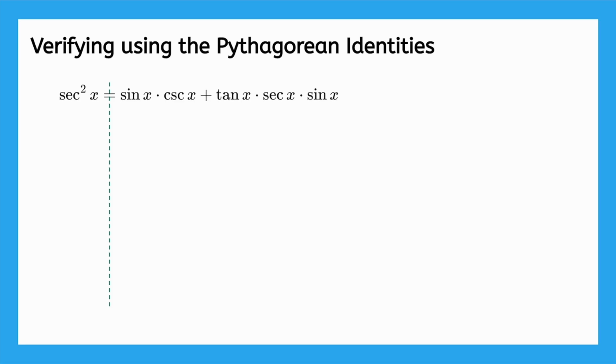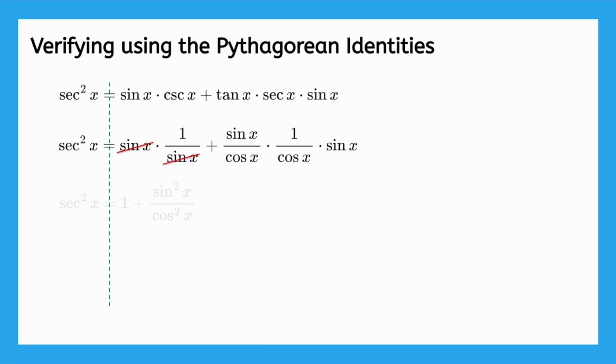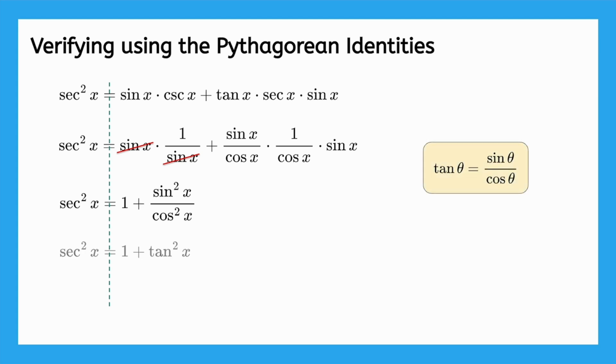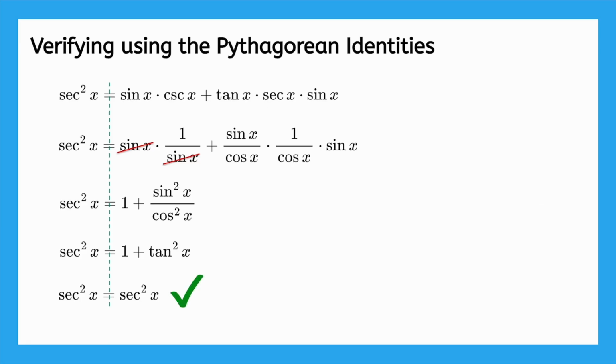Starting on the right side, we can use reciprocal and quotient identities to rewrite it in just terms of sine and cosine. Then we can simplify, which results in 1 plus sine squared x over cosine squared x. We can rewrite sine squared x over cosine squared x as tangent squared x, which looks like one of our Pythagorean identities. Finally, we can rewrite 1 plus tangent squared x as secant squared x, confirming the identity.